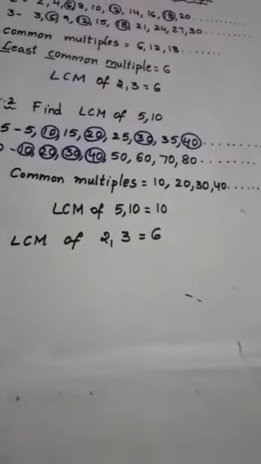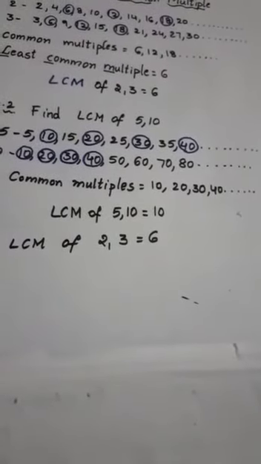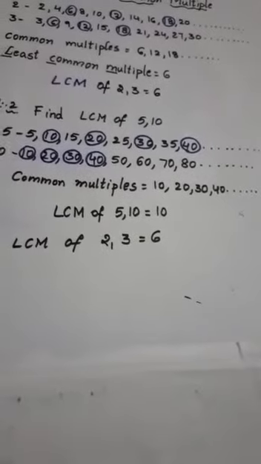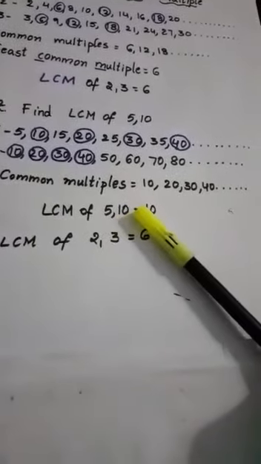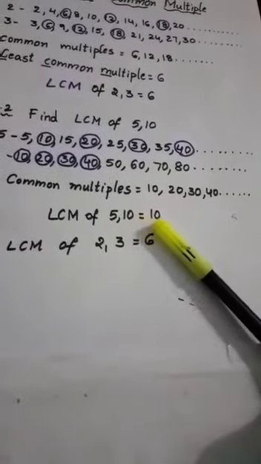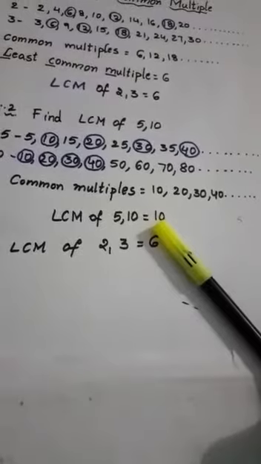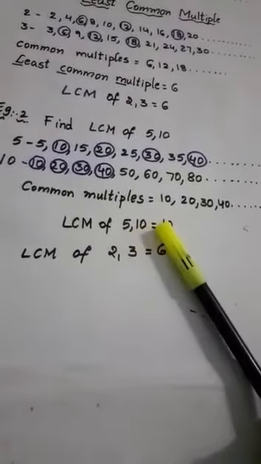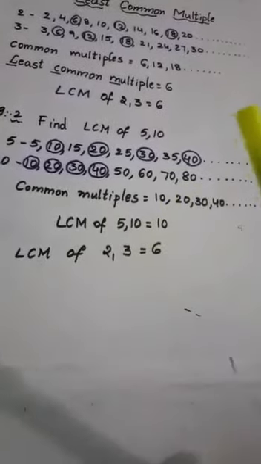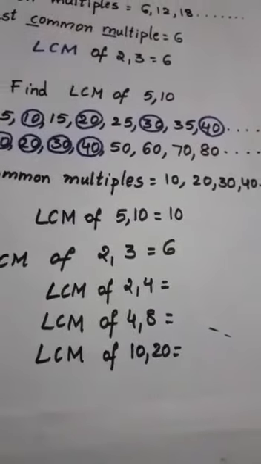Understood? So if you find the smallest number's table, 5 table, now is 10 there or not? Yes. Now, in the smallest number's table the greatest number is there, so we can say the greatest number is the LCM. What is the LCM? Greatest number. So now LCM of 5 comma 10 is equal to 10. With that example, can you tell me now?